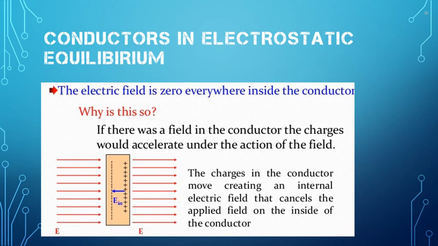Conductors in electrostatic equilibrium. The electric field is zero everywhere inside the conductor. Why is this so? If there was a field in the conductor, the charges would accelerate under the action of the field. The charges in the conductor move, creating an internal electric field that cancels the applied field on the inside of the conductor.